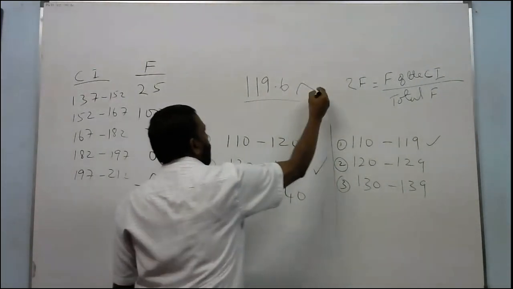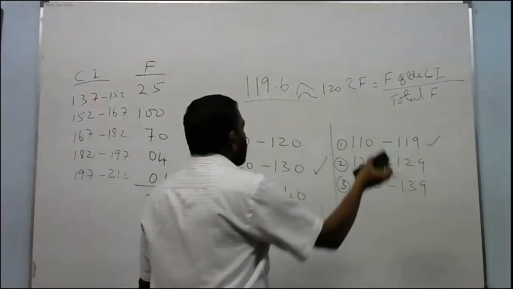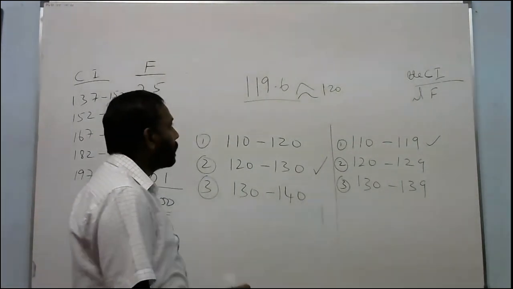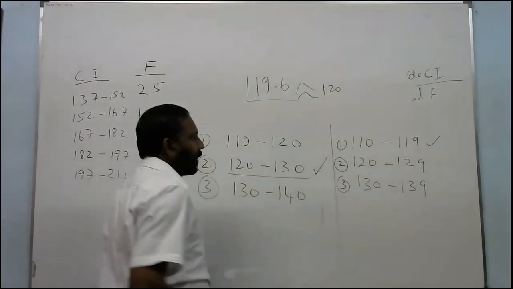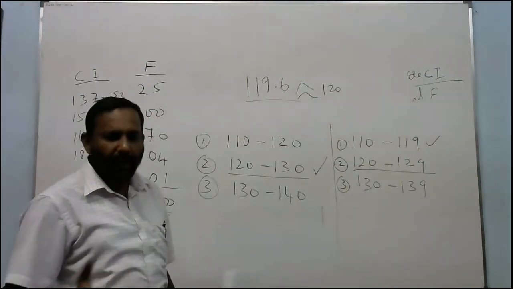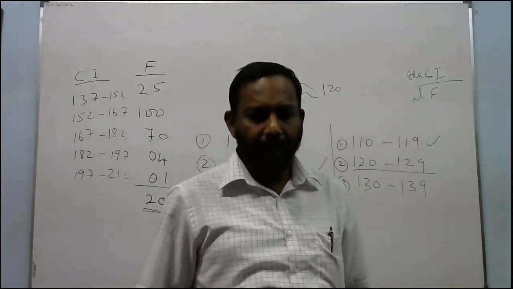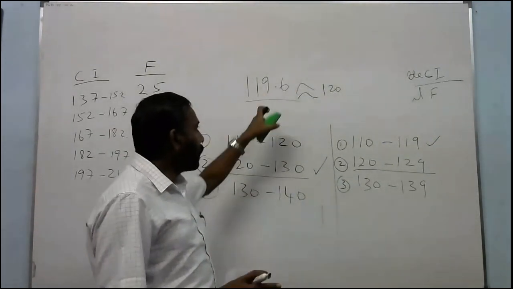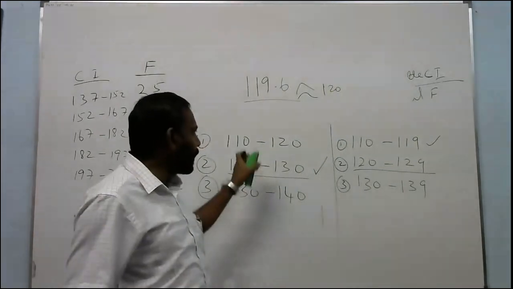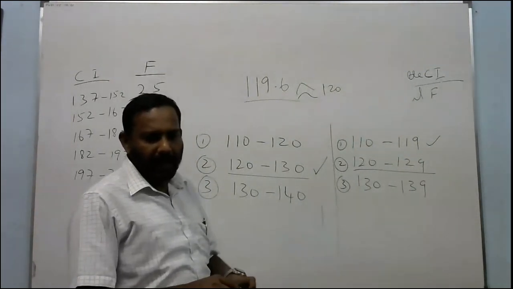Why? Because the approximate value is 120. The approximate value is 120, so it is coming under this category, and here also it is coming under that category. No difference. Whether it is overlapping or non-overlapping is not a matter. The matter is how you follow the rules to classify values into the categories.